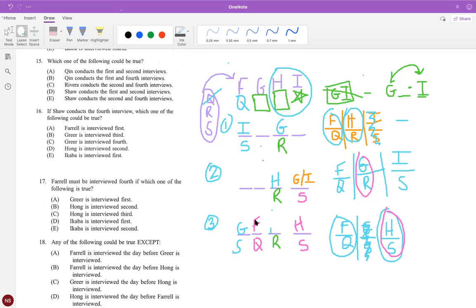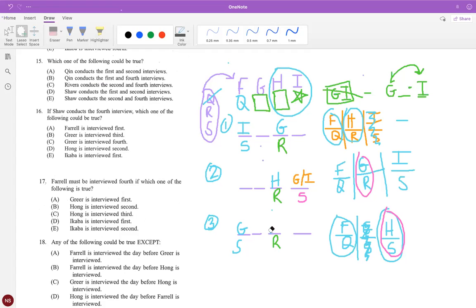Okay, so which one of the following could be true? So Quinn conducts the first and second interview. So could be true. I would hold on that one, right? Sorry, I was trying to refix your world. Thank you. Q could be the first. Q conducts the first and second interviews.